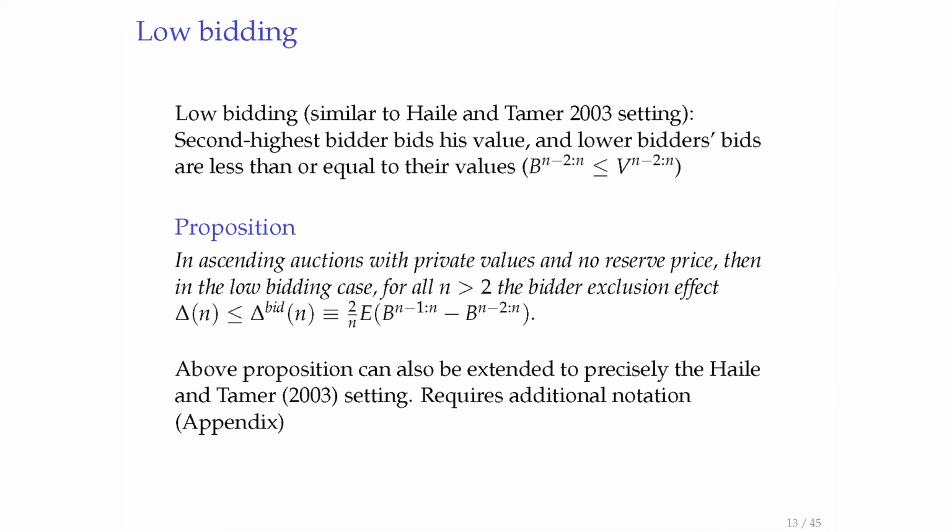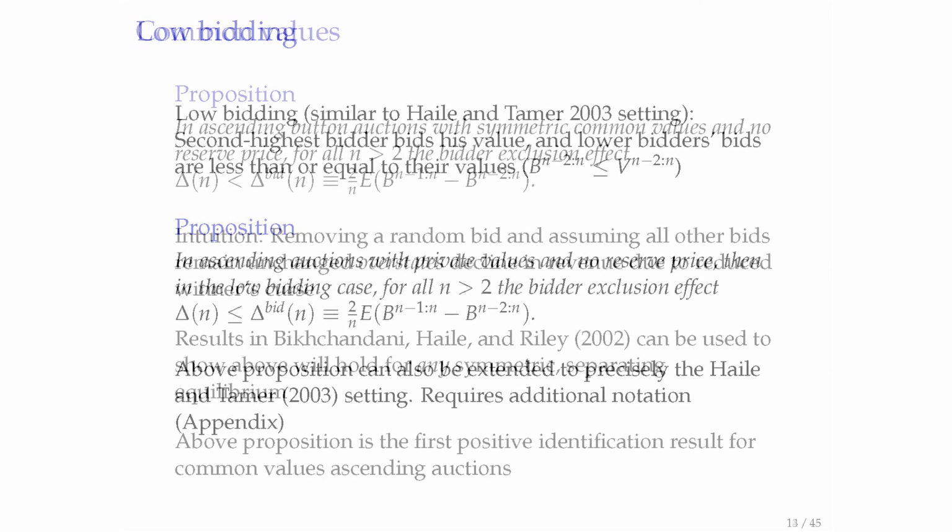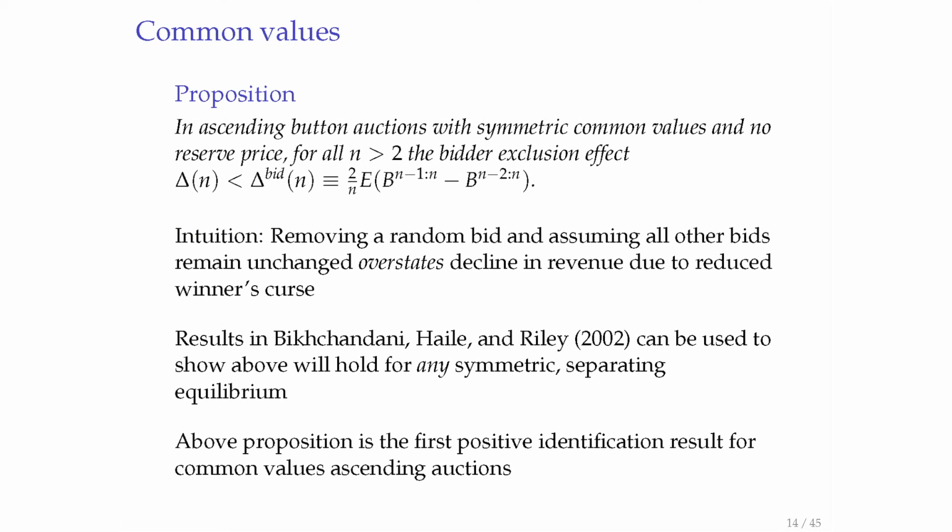When we say low bidding in our paper, we mean cases where the losers could have bid lower than their value. They might have bid lower than their value. So we also get an upper bound when we look at common values auctions as well.